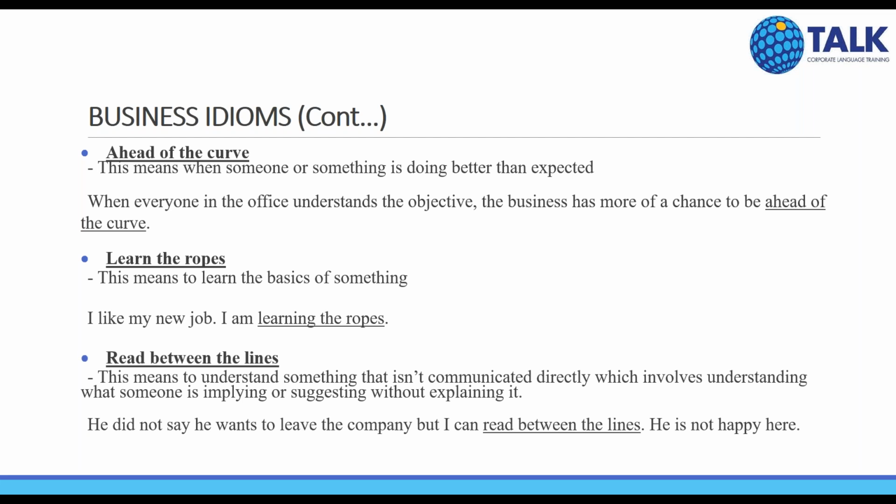Next one. Read between the lines. We often say this in many different situations, but certainly in business, it means to understand something that isn't communicated directly, which involves understanding what someone is implying. They're not saying it out loud, but either through their body language or something else they refer to. Reading between the lines means that they're trying to get a point across, and somebody needs to understand. So, he did not say he wants to leave the company, but I can read between the lines. He's just not happy here. So without saying it, the manager assumes that that employee is not happy because he read between the lines, whether it was attitude, voice intonation, it could be a number of different things.